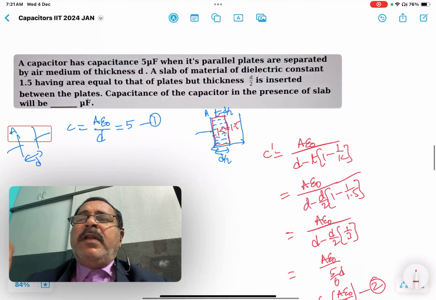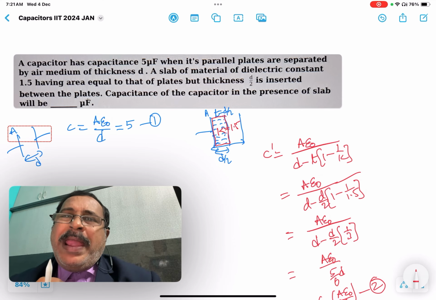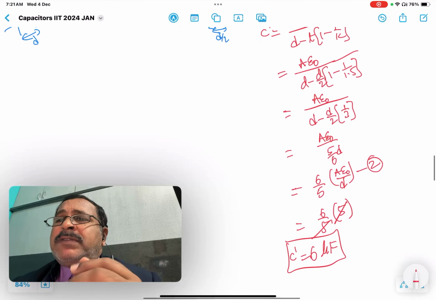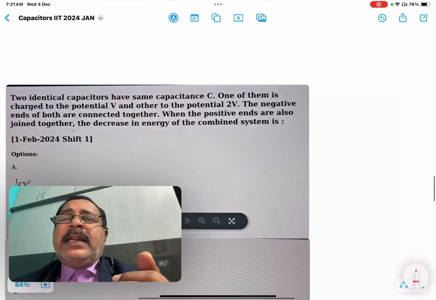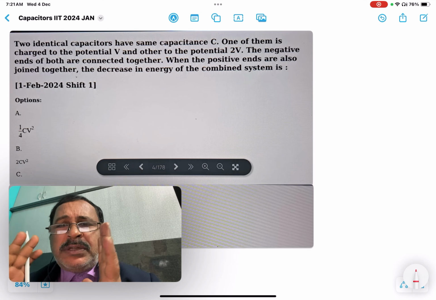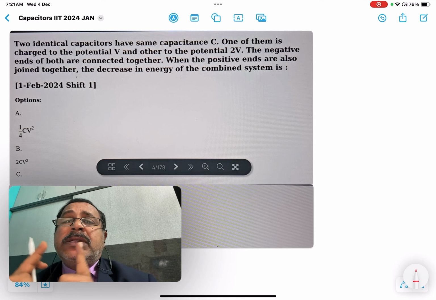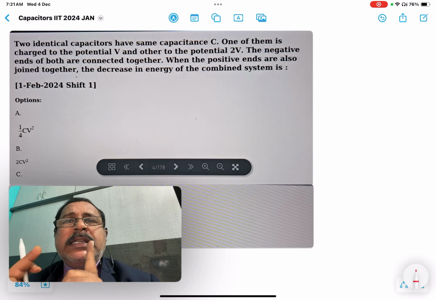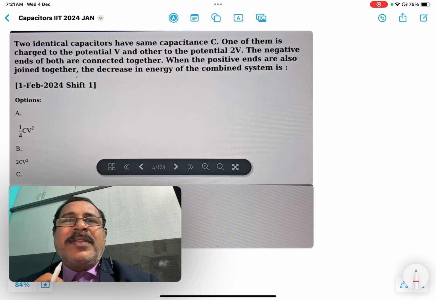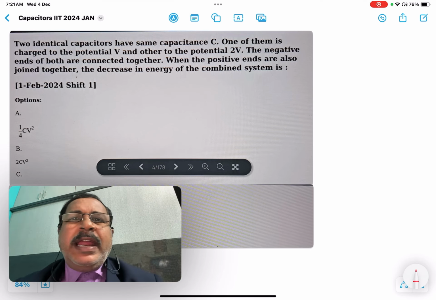See that, fill up the blank. It is all these are numerical value based questions. So fill up the blanks, and x we have to find out unknown factor like that. Let us go to next question. So first, what is the conclusion? First three questions are based on one concept only. That is C dash equals to A epsilon naught by d minus t of 1 minus 1 by k. Okay, so just we have to solve the equations, we get it.